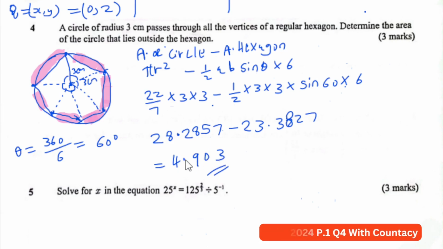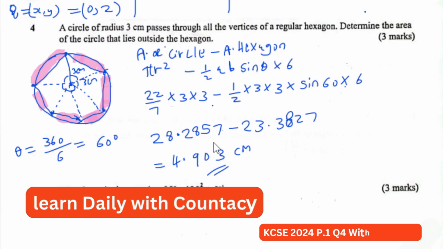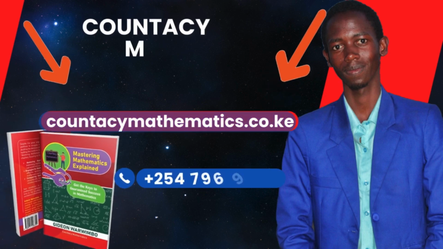4 significant figures, and now remember to put the unit. We were told that this one was in centimeters, therefore this one is 4.903 centimeters. If you forget to put the units, then you are likely to be penalized the answer mark, because you are always supposed to state the units for such cases. And that is the actual solution for that question.